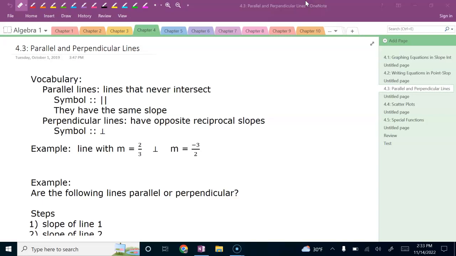The symbol for perpendicular is an upside down T. So if you see those symbols, or if you see me use them, that's just my way of shorthanding to tell you what type of lines we're dealing with.